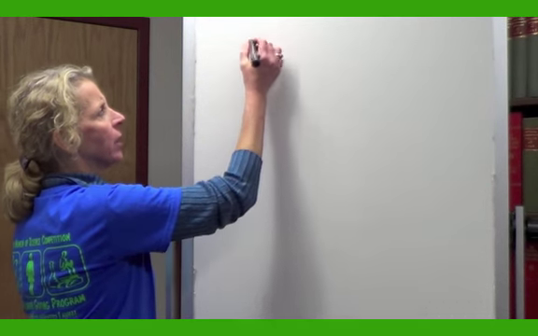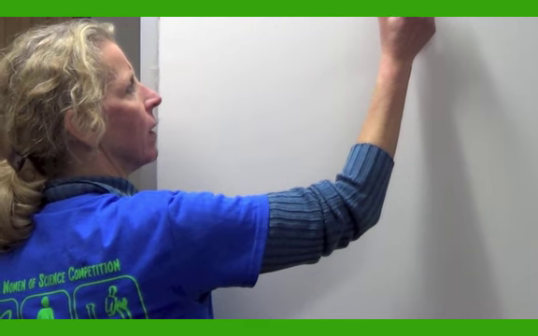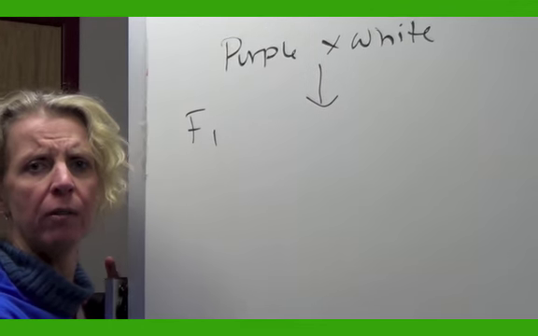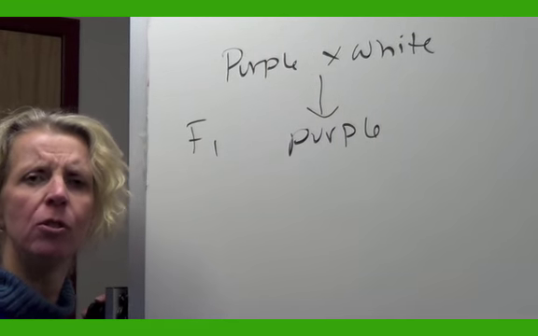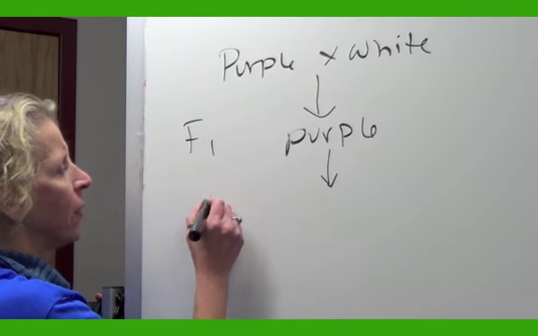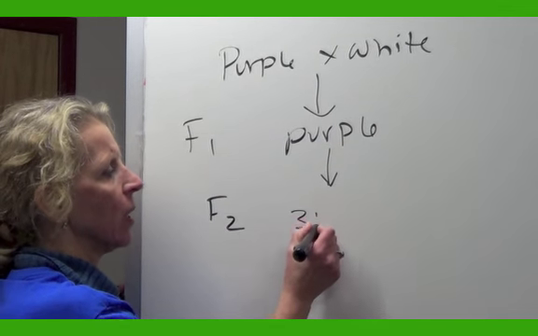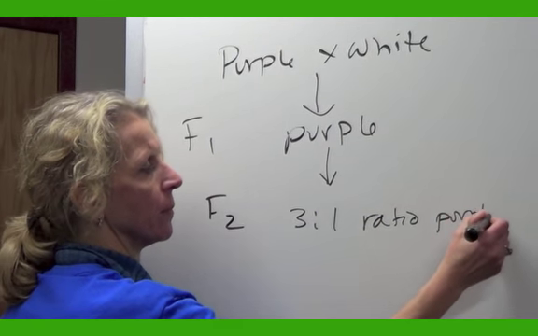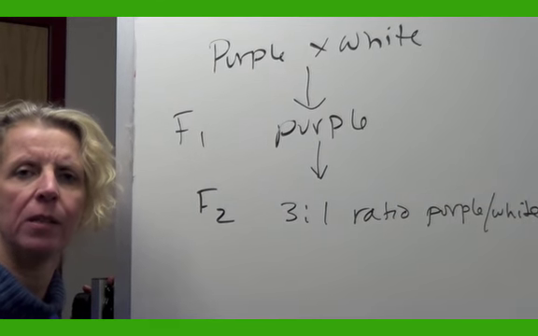So, if we took purple and we crossed them with white, he found that the F1, that first filial generation, was all purple. And if he crossed two of the offspring of this first generation and made an F2 generation, he came up with a 3-to-1 ratio of purple to white. And this is where he got this concept of dominant and recessive.